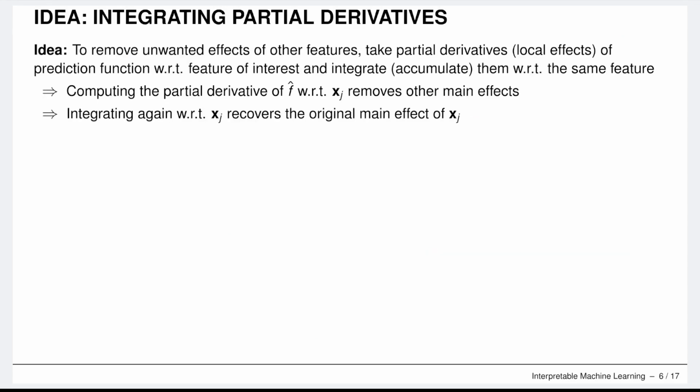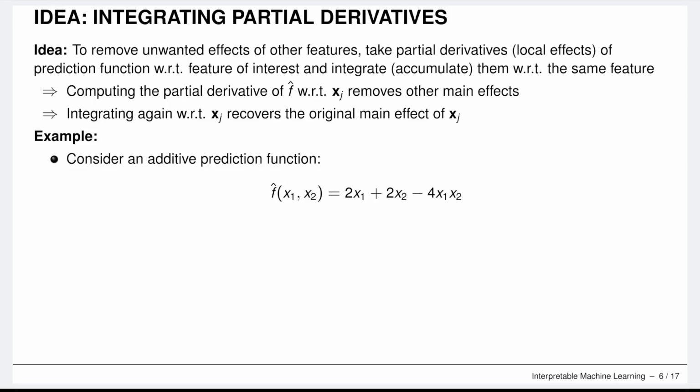To get rid of this issue, ALE plots are based on the idea of integrating partial derivatives. Basically, to remove unwanted effects of other features, like we have seen in the M-plot, we can first take the partial derivative of the prediction function with respect to the feature of interest and integrate it with respect to the same feature. Using the partial derivative of the prediction function removes other main effects, and integrating it again will recover the main effect of the feature of interest, xj.